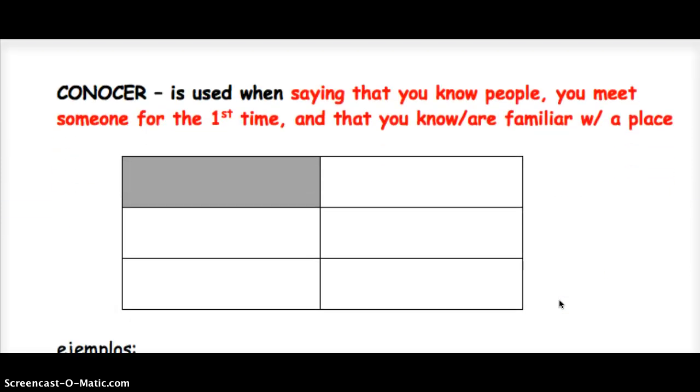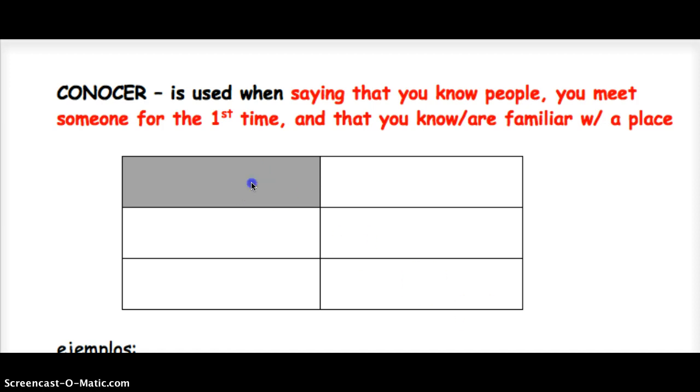Conocer, you've already had. Conocer, as you would recall, is used when saying that you know people, you meet someone for the first time, and that you are familiar with a place. Especially when you say stuff like, I know my way around downtown, I don't know my way around Chicago very well. You're not familiar with it.